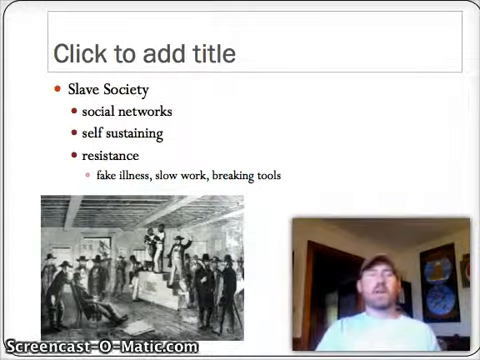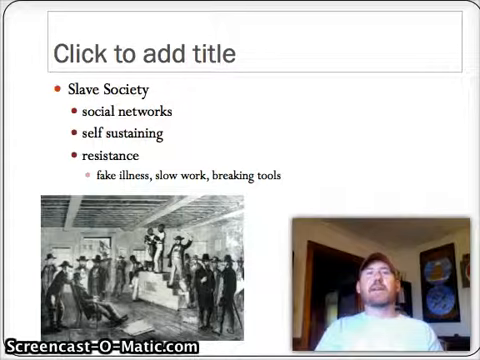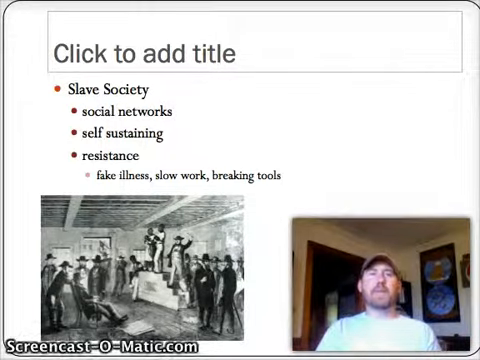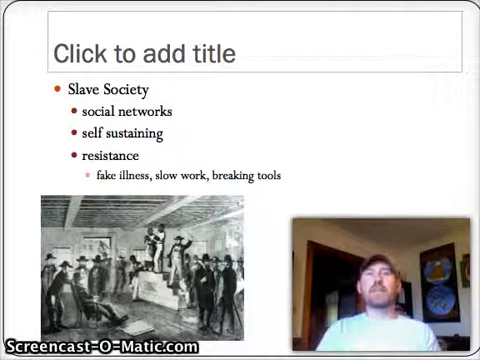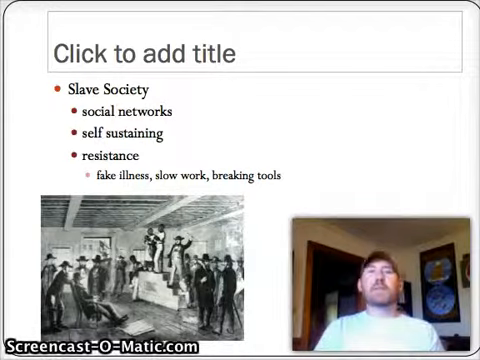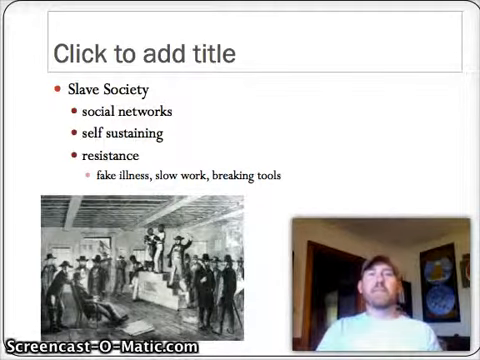Our slave population at this time is very self-sustaining. So the slave trade had been outlawed years before this time period that we're looking at, but the United States, particularly the South, was still able to rely on slave labor because of natural reproduction. Slaves kept having more and more children, so there wasn't really a need to import slaves even if they could. And also, slaves were becoming very adept at resisting the work that was required of them.